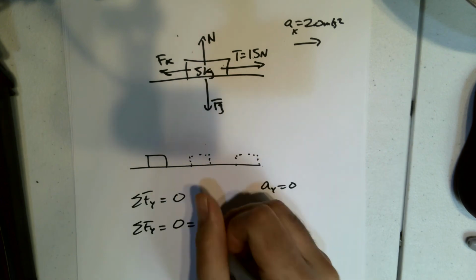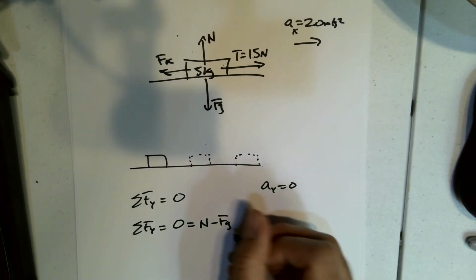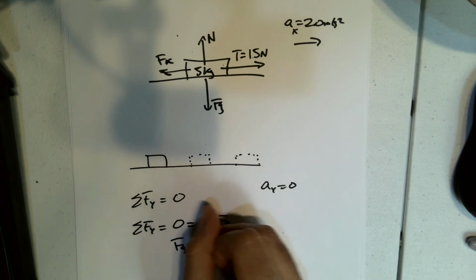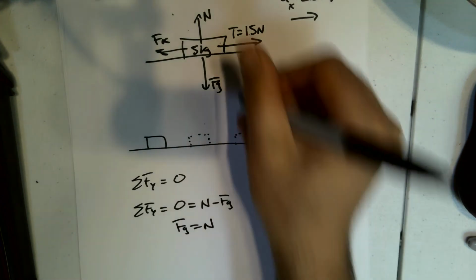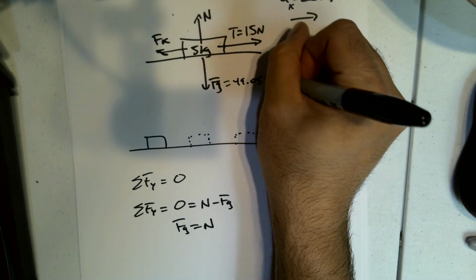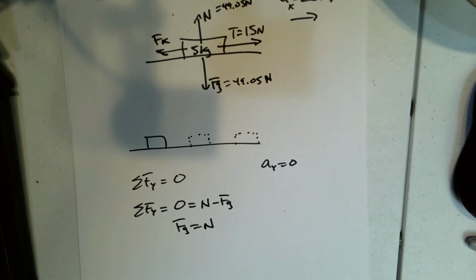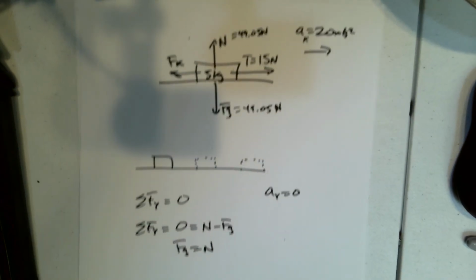N is up, Fg is down. This is a result that we see over and over again. Move Fg over there, Fg and the normal force are the same magnitude. And you know what, since it's still 5 kilograms, they're both 49.05 newtons. Pretty boring, don't really get much info out of there. Let's look at the force of kinetic friction.